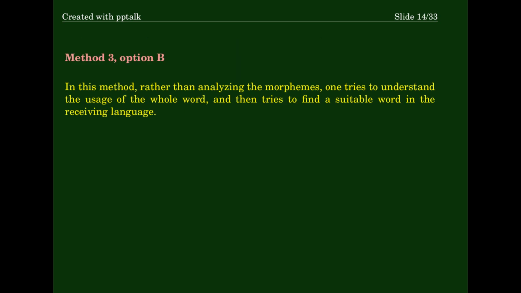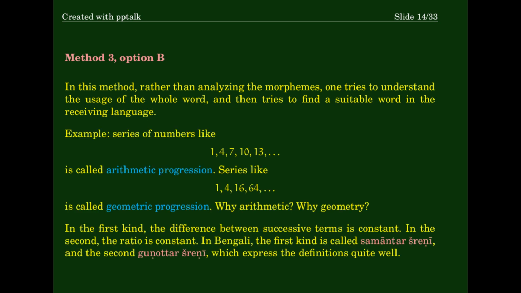So, first, approximating the meaning. In this method, rather than analyzing the morphemes, one tries to understand the usage of the whole word and then tries to find a suitable word in the receiving language. For example, take a series of numbers like 1, 4, 7, 10, 13.